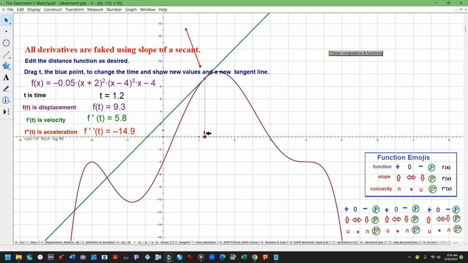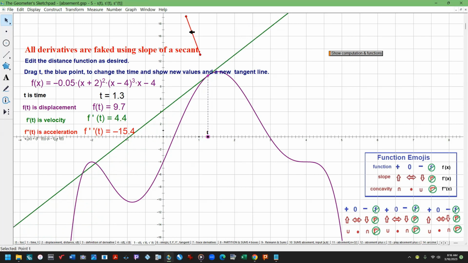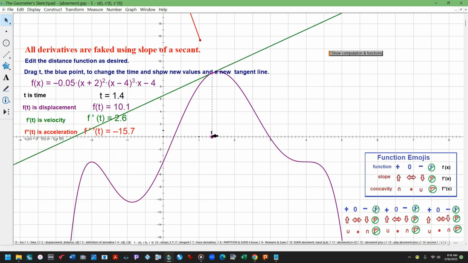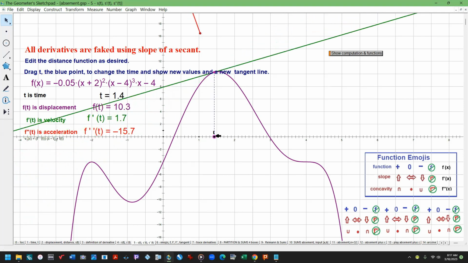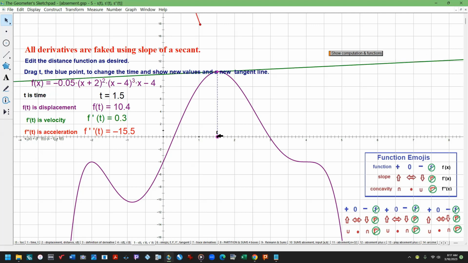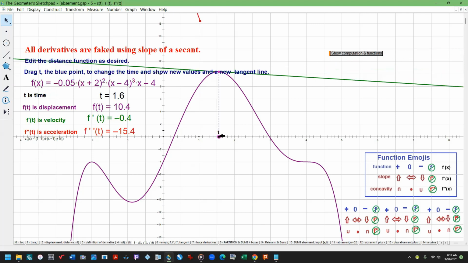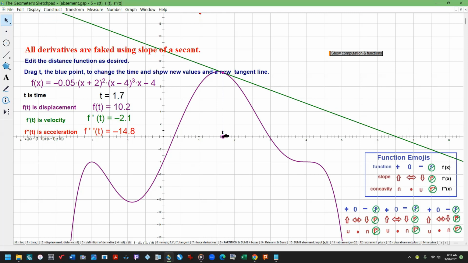Still negative. See how it has a negative slope? Still negative, still negative.